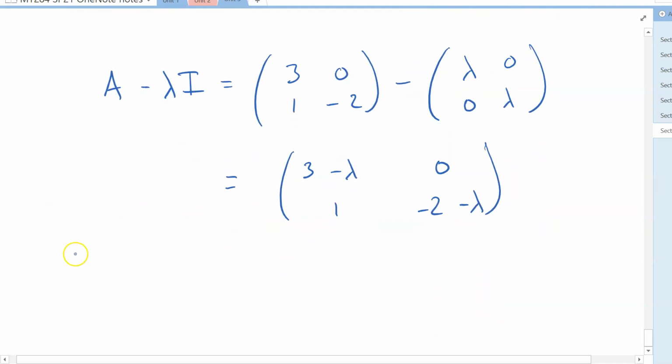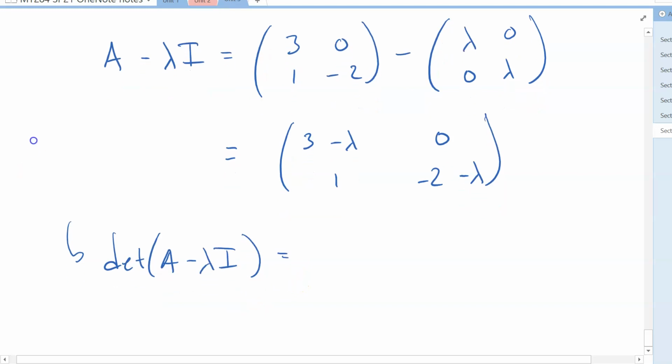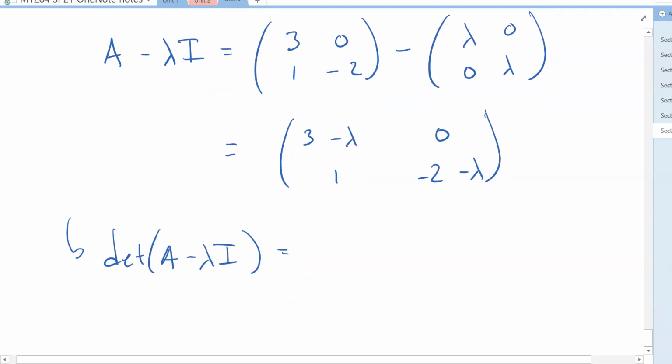Then we take the determinant of that matrix and set it equal to 0 and solve the resulting polynomial equation. That is always going to give us our eigenvalues. That will never change in the rest of chapter 3 here. So what are we going to get in this case? We're going to get 3 minus lambda times -2 minus lambda, minus 1 times 0. Well, 1 times 0 is 0, so that term just wipes out.